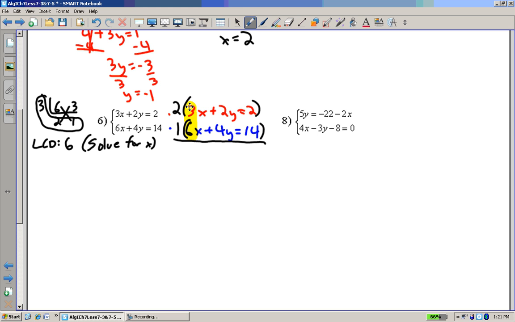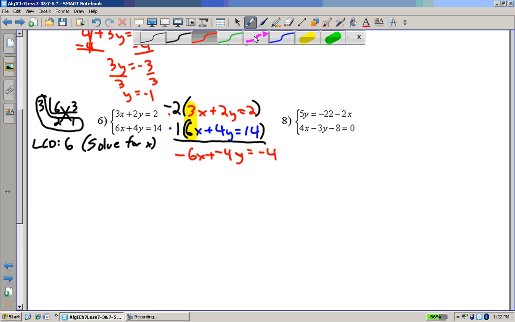Now, that's not going to give me opposites. I need to have opposites. So I'm going to put a negative on the top, and we'll go ahead and proceed. Negative 2 times 3, negative 6. Negative 2 times 2, negative 4. And negative 2 times 2 is negative 4 as well. On the bottom, 1 times anything is itself, so just copy the line down.